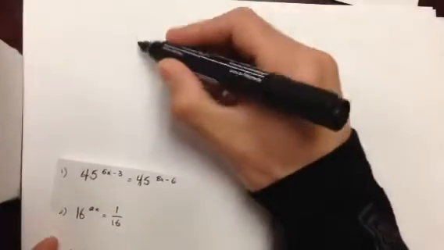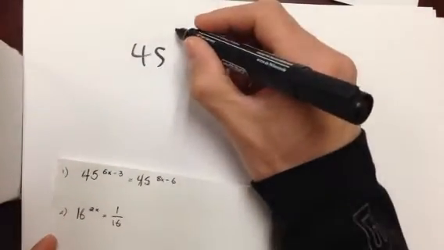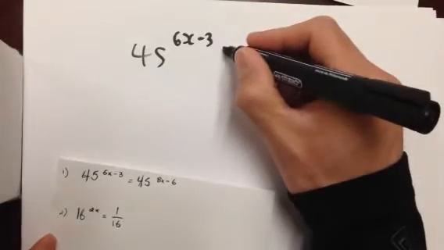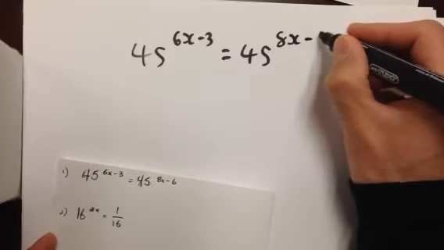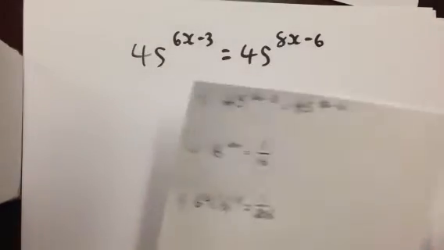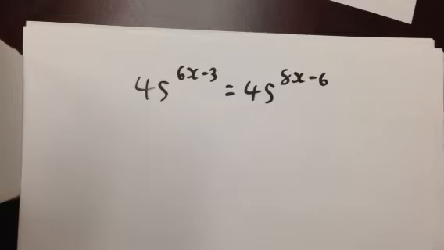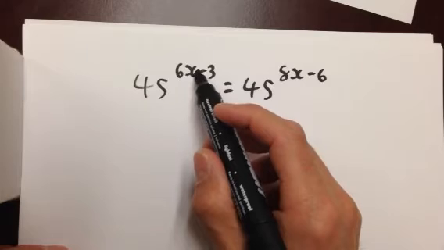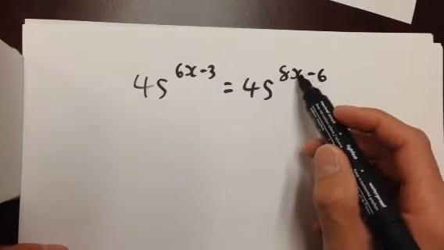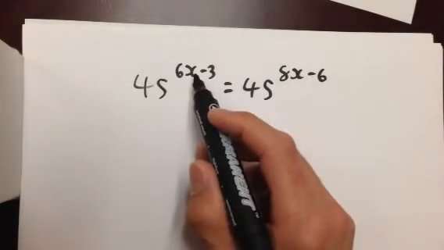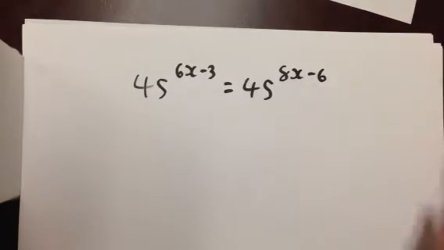Okay, so the first question I was asked is 45 to the exponent 6x minus 3 is equal to 45 to the exponent 8x minus 6. Now this may at a first glance look a bit messy, but the root of this is actually very simple. If 45 to this exponent is equal to 45 to that exponent, we can deduce that this exponent is equal to that exponent. Let me just show you in the simplest case I can imagine.